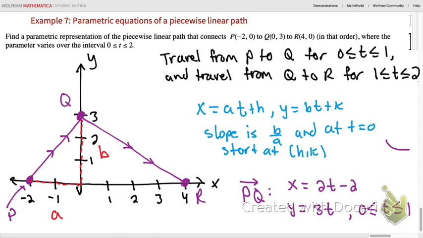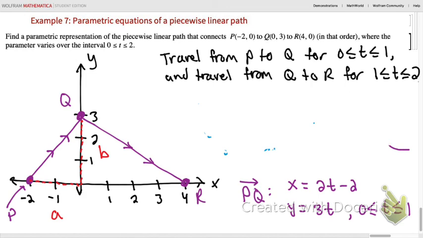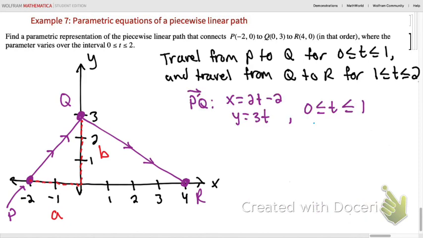Okay, now I want to go from Q to R. Let's see, where's the best spot to write it? So I'm going to just erase what I had in blue there, and I'm just going to rewrite this. Okay, so we have P to Q. Now, let's parameterize the path from Q to R.